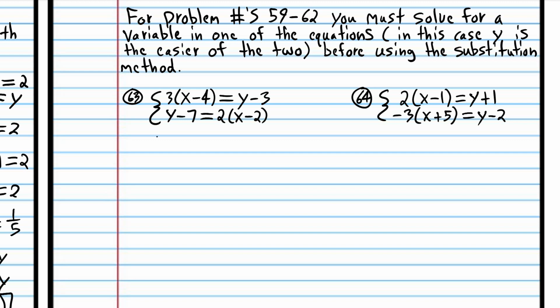So in the top equation, I'm going to add 3 to both sides. Now I could isolate y in the second equation. You'll get the same answer. But I'm just going to choose the top equation. So I'm going to rewrite the exact same equation, except now I isolated y by adding 3 to both sides. Then I'm just going to rewrite the bottom equation.